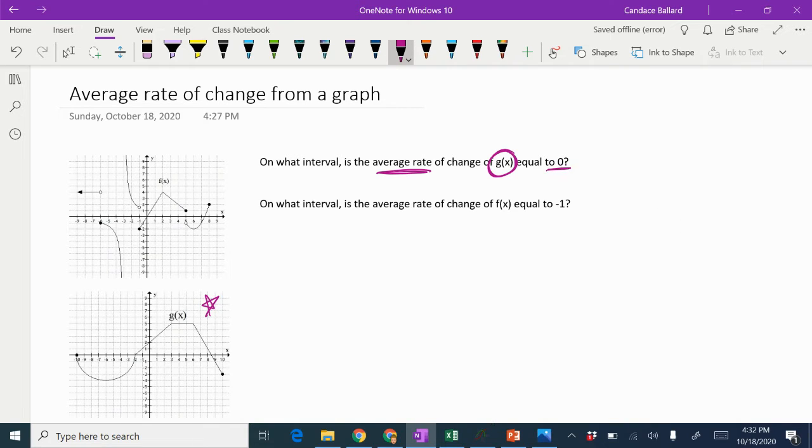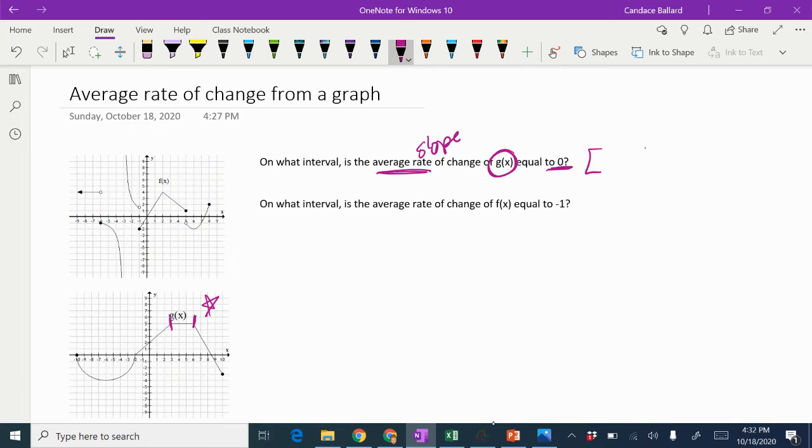It wants us to find where the average rate of change of G of x is equal to 0. So that's meaning really, when is the slope equal to 0? We can see on this graph that the only place the slope is equal to 0 is between those two values. It did not indicate what type of notation, so I'm going to show you both interval and inequality.